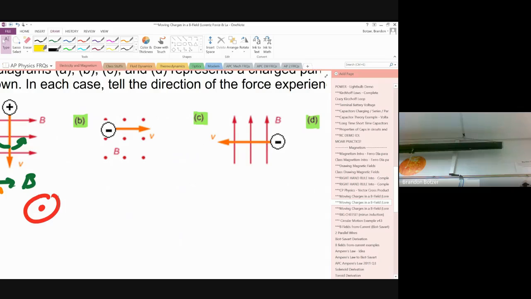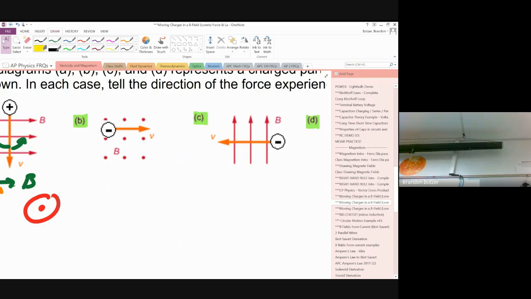What are my 2 possible answers here? Mikey? It could be up or down. Because of this orthogonality, if I have a velocity going to the right, that means my left and right directions have been taken. And if I have a B field coming out, that means my in and out directions have been taken. I can either go up or I can go down. I only have an up-down axis to play with anymore. So you immediately have a 50-50 chance of winning at this problem.